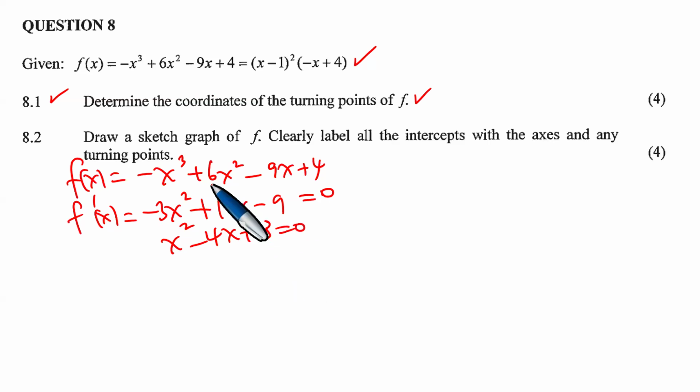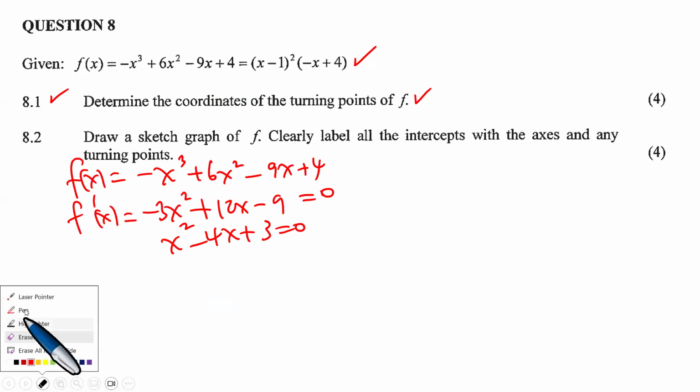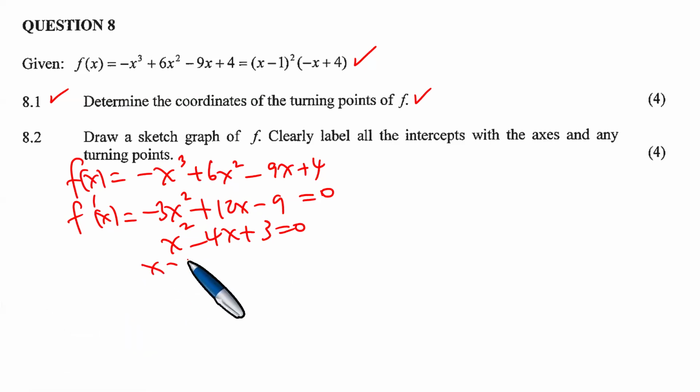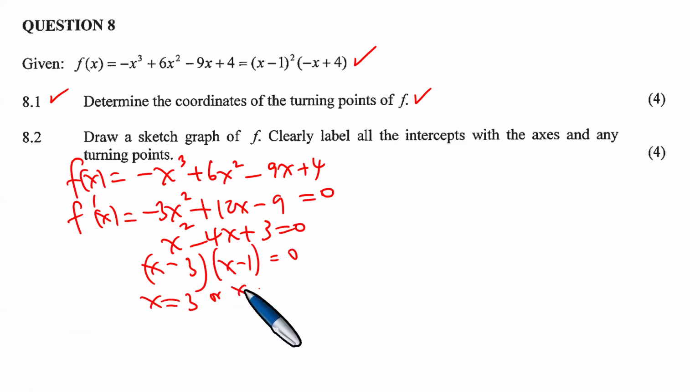Okay, pay particular attention to this. Meaning, we can find the factors. So which is x minus 3, x minus 1 equals 0. And therefore, this means that x equals 3 or x equals 1.